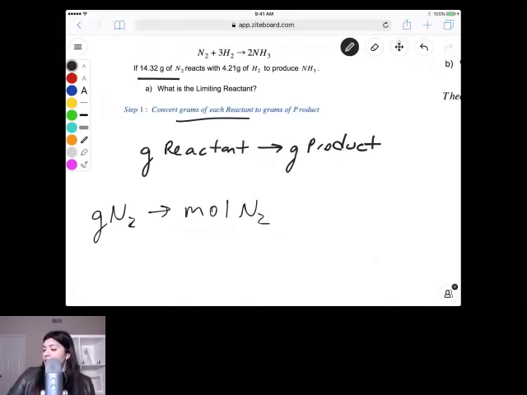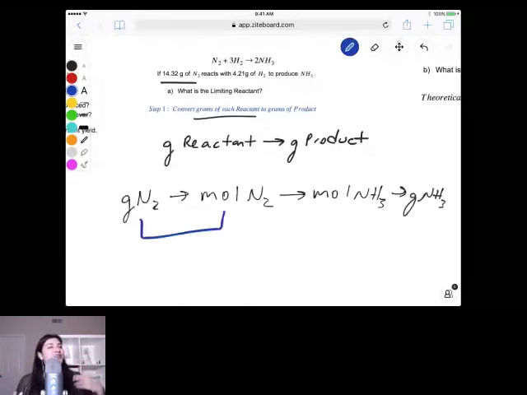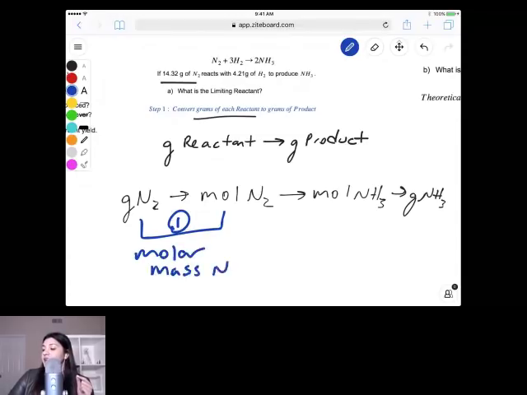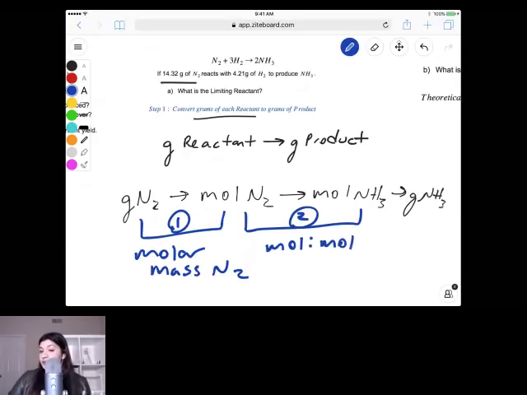So your key hint right here: whenever we're converting either grams to moles or moles to grams, we use the molar mass. In this case, we're going to go from grams to moles. So our first conversion factor is going to be our molar mass of N2. Then we're going to continue going from moles of N2 to moles of a completely different compound, NH3. So we're going to use a mole to mole ratio.